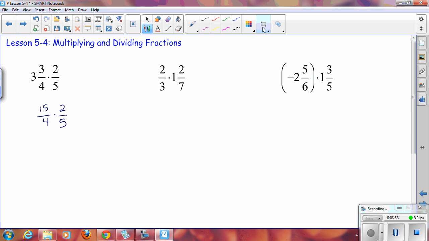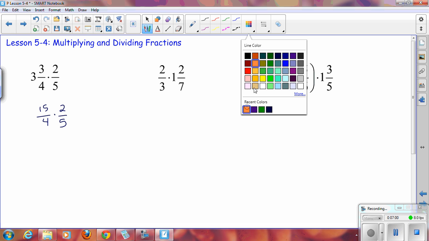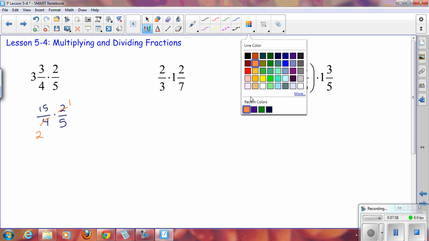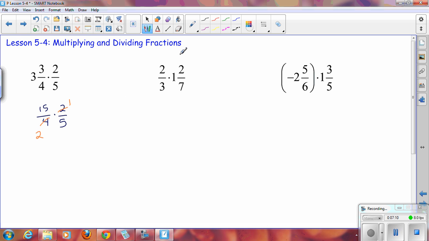2/5. Okay, now there's some canceling you can do. I like to do my canceling in a different color so you can see it better. The 2 and the 4 are both divisible by 2. That becomes a 1 and that becomes a 2. Okay, and the 5 and the 15 are both divisible by 5. That gives you a 1 there and a 3 there. 3 times 1 is 3. 2 times 1 is 2. 3 over 2 is 1 and 1/2.